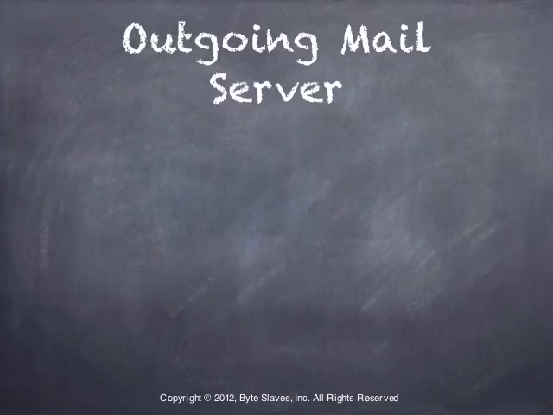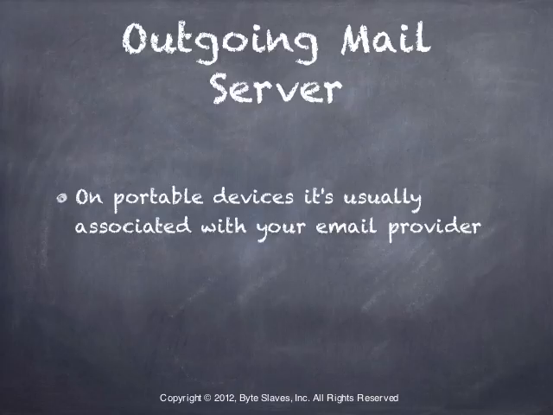Now, outgoing mail server is pretty much the same thing. You get that through your help and from your carrier. On portable devices, it's going to be associated with your email provider. So if you've got a domain name, abc.com, you'll get a mail provider for that. You'll get an outgoing mail server for Comcast. You'll get an outgoing mail server for Gmail. So your individual email provider is going to be the outgoing mail server that you're going to use for your account.